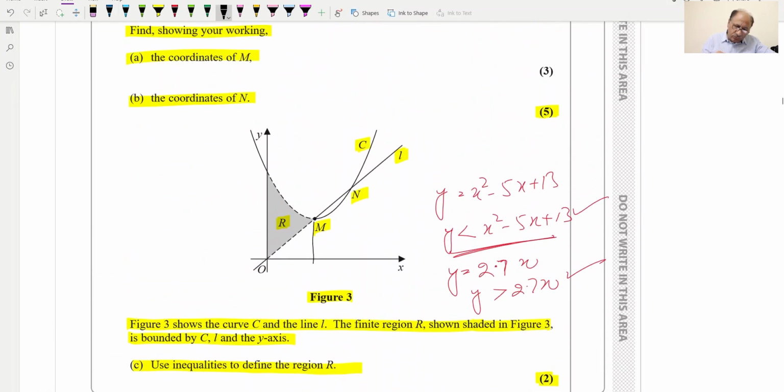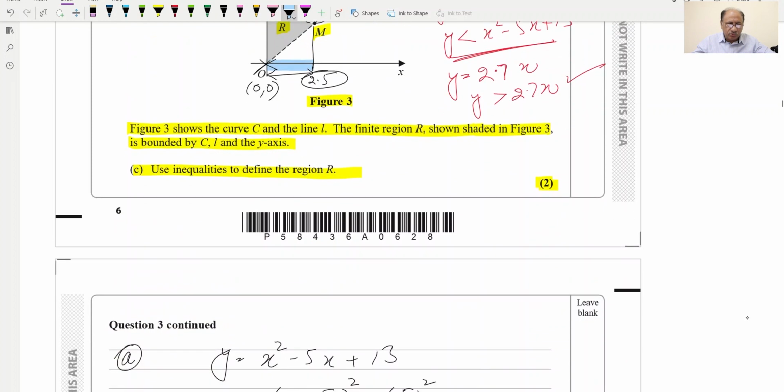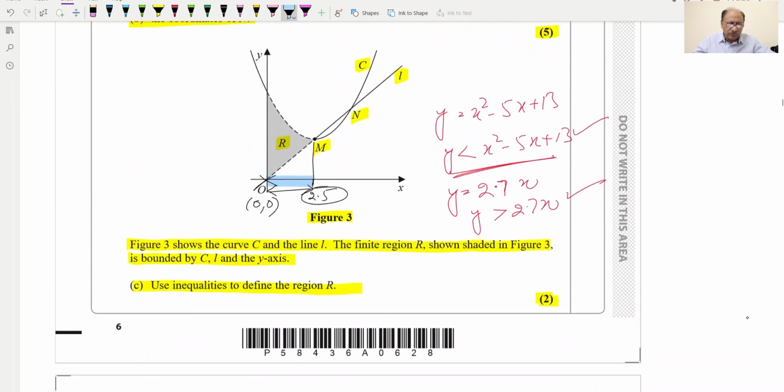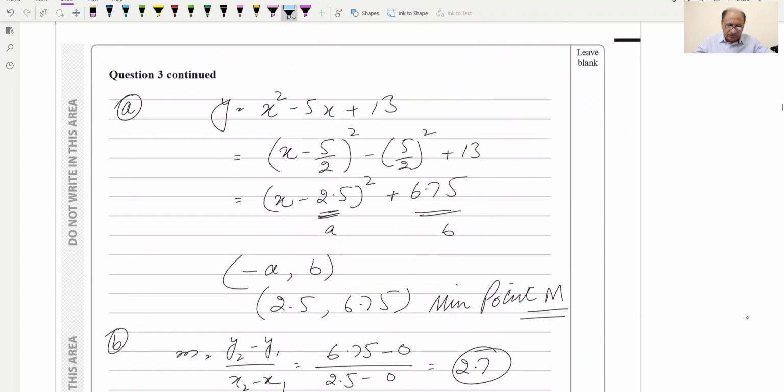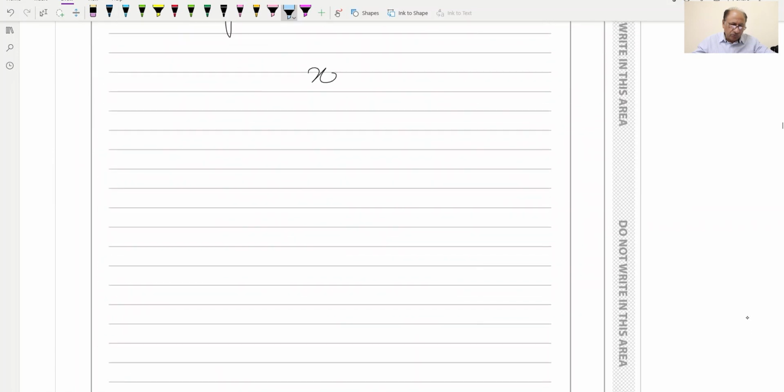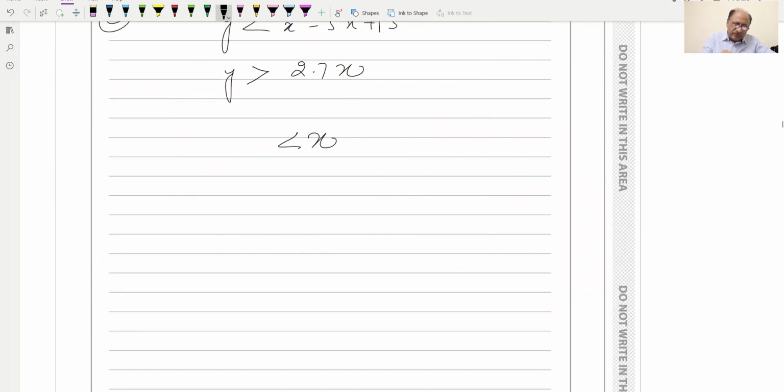M has an x coordinate of 2.5, and the origin has coordinates 0, 0. So x varies from 0 to 2.5. 0 is included because the y-axis is a solid line, and 2.5 will be only less than, not equal to. So we will write x is greater than or equal to 0 and less than 2.5. This will be our final answer for this part.